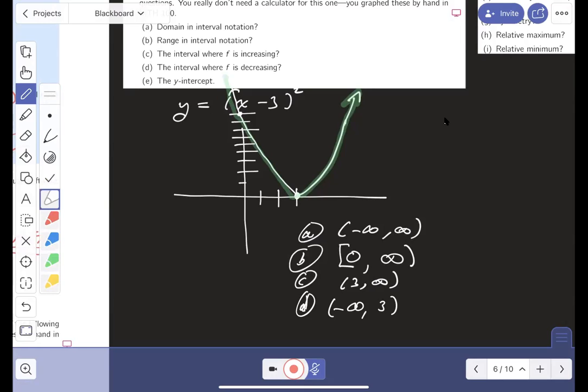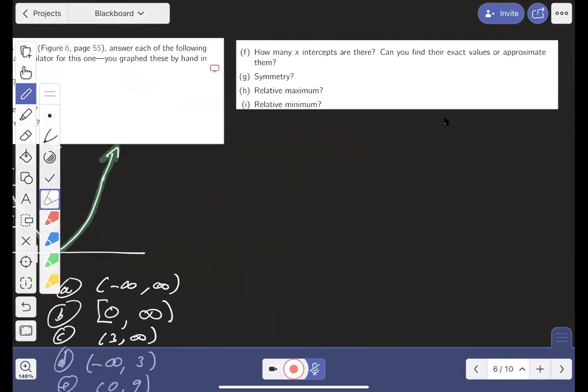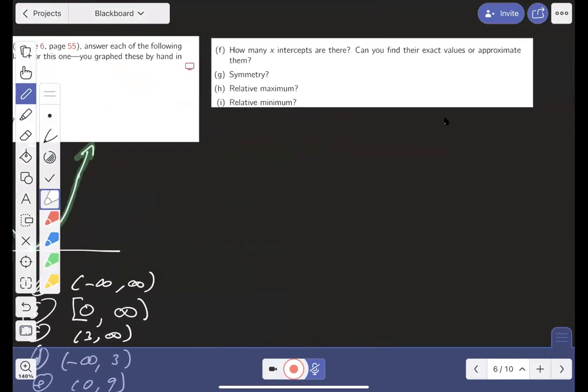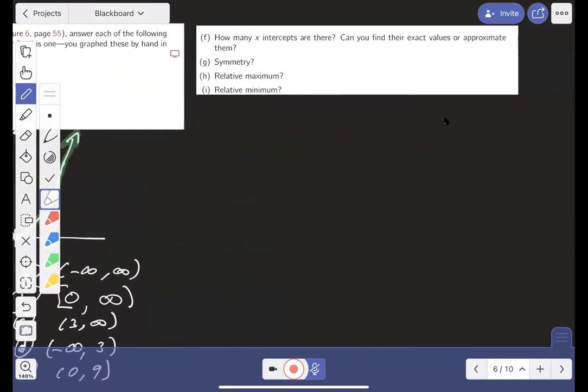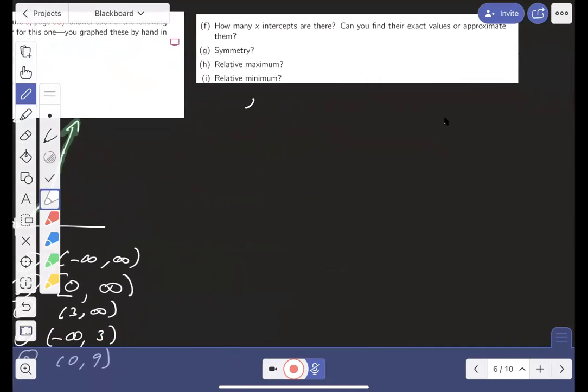Let's go to E. Ooh, y-intercept. Couldn't be easier. 0, 9. All right, let's go to the next one. And that was, oh yeah, the questions are over there. Oh no, wait a second, they aren't. This is F. What's F say? X-intercept, there's only one. Again, look at the picture. It's 3, 0.